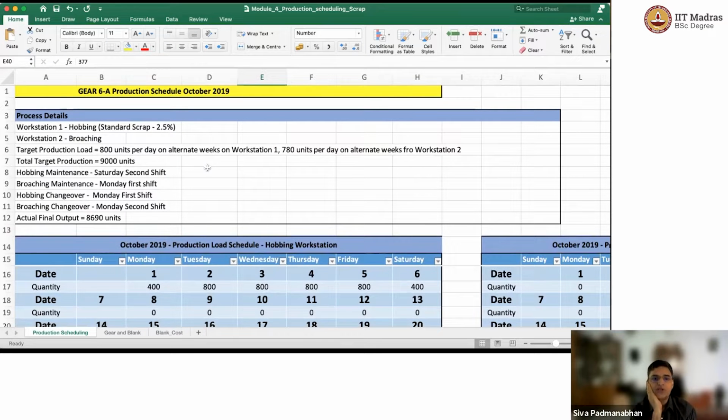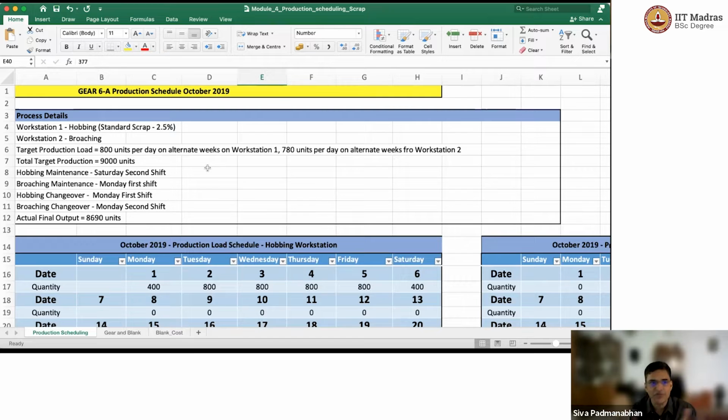Now we come to production scheduling, right? So after having seen how much I need to make of a particular gear, in this case, I'm taking the gear 6A, which is the gear that goes into assembly number 6, gear assembly 6, right? And then 6A uses a particular type of blank to convert that blank into the gear called 6A. So now I'm at a very detailed level where I'm talking about just 6A.